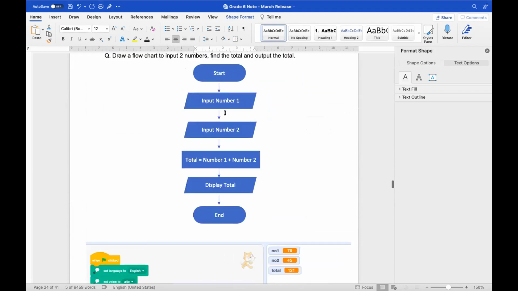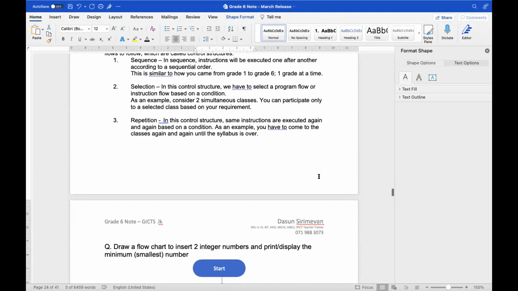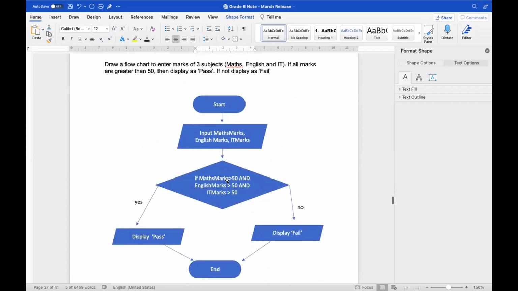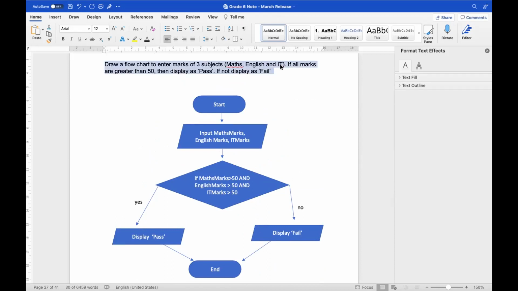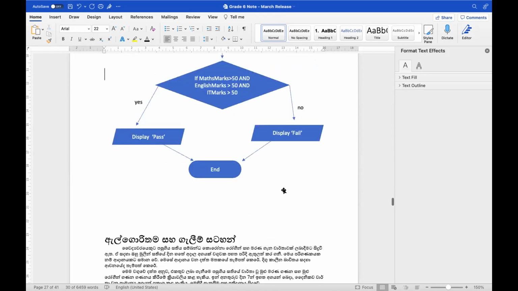It's just data flow. Then repetition. Repetition means you are repeating the same thing. This is also selection, right? You can see, displaying pass or fail based on the average mark. You are taking marks for maths, English, and IT. If all marks are greater than 50, then pass, otherwise fail. This is also selection.